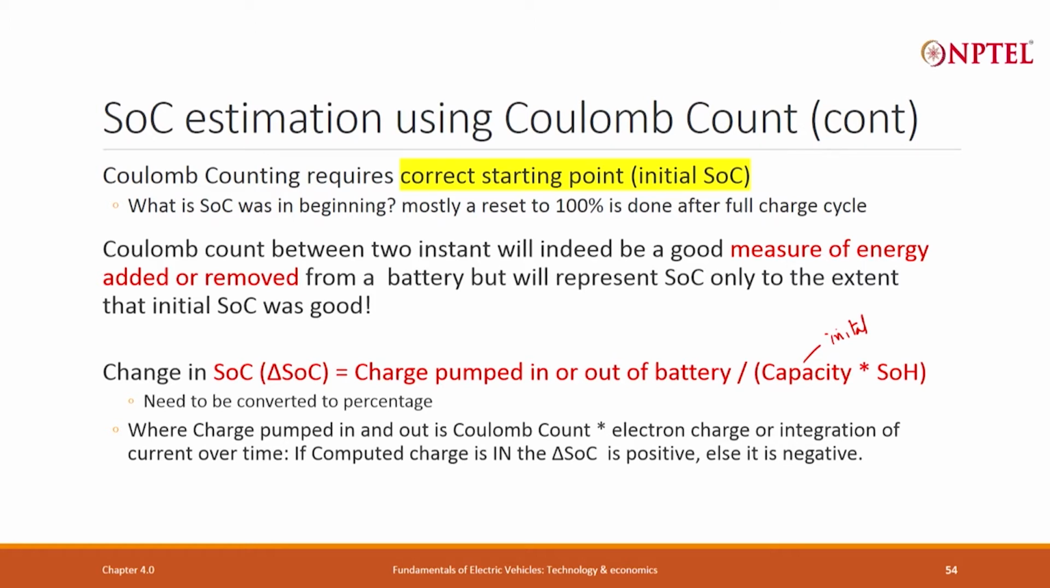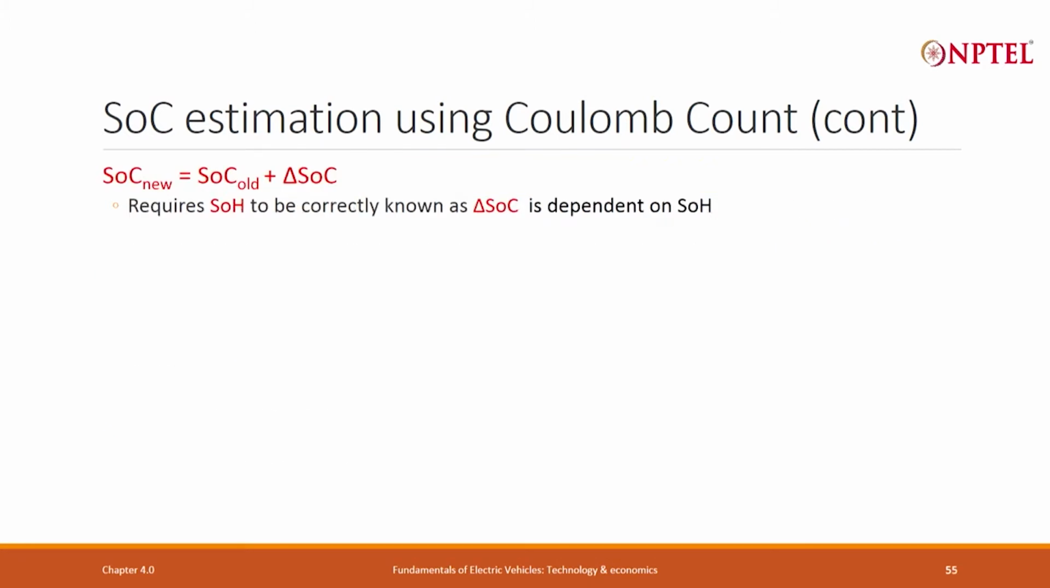If computed charge is in, the delta SOC is positive, else it is negative. If computed charge comes as in or out, if it is in, delta SOC is positive, that means it is getting charged, SOC will increase. If it is out, then it is negative. So, SOC new is equal to SOC old plus delta SOC, that is a result that we have.